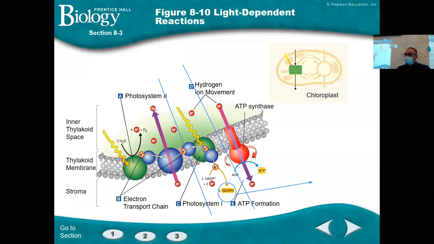Okay? So let me say that again. Photosystem I, photon of light hits another chlorophyll A, re-excites the electron, and NADPH picks that electron up and carries it away to the Calvin cycle. And those electrons are used to make sugars.